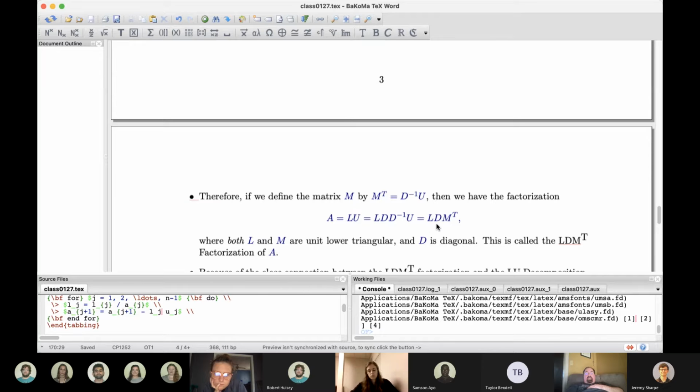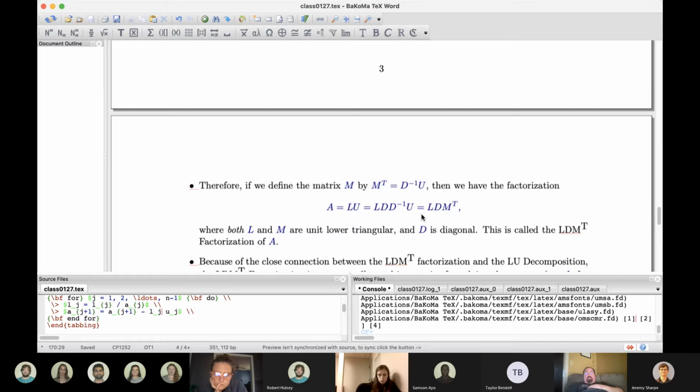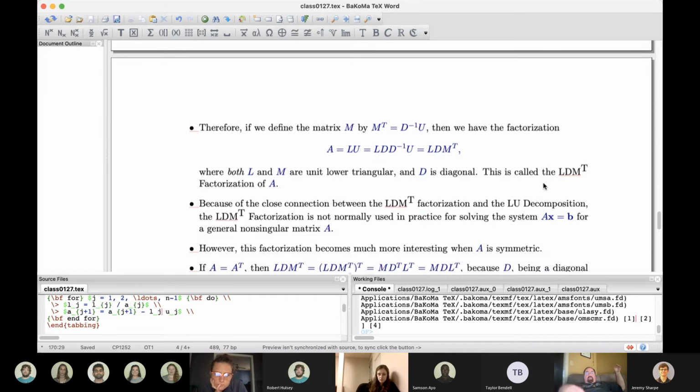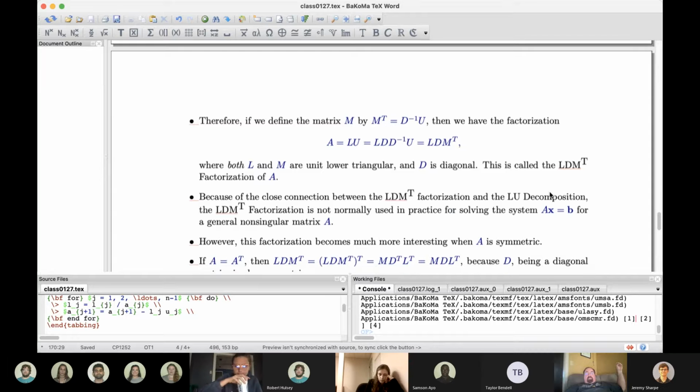So now I have this modified factorization of A. Instead of LU, I have L D M transpose, where L and M are both unit lower triangular, and D is diagonal. So this is the LDMT factorization. It's really just a modification of LU, because the L in both cases is the same. Now, for a general matrix, LDMT is actually not interesting, just because it's a slight modification of LU. But where things become interesting is the case where A is symmetric.